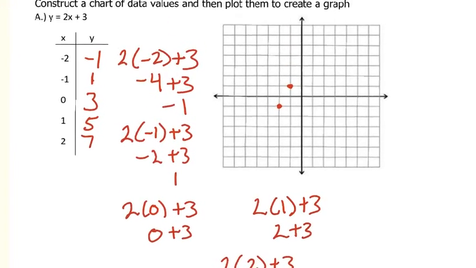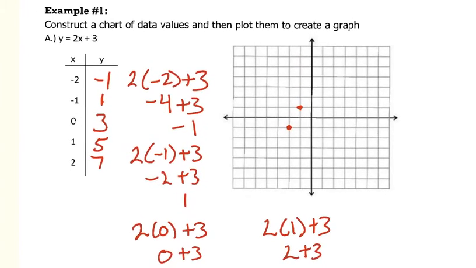So we can go back here to the coordinate plane, and we've plotted the first two here. We can plot the next 3. So 0, 3 is right here, and that's a special one. 0, 3 is the point where the graph crosses or intersects the y-axis. We call it the y-intercept. 1, 5 is another point on our graph, and then 2, 7 also.